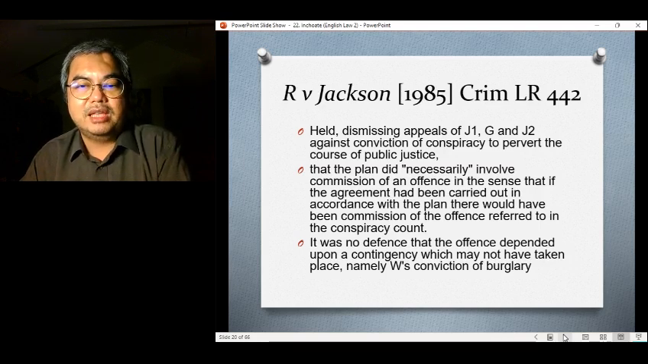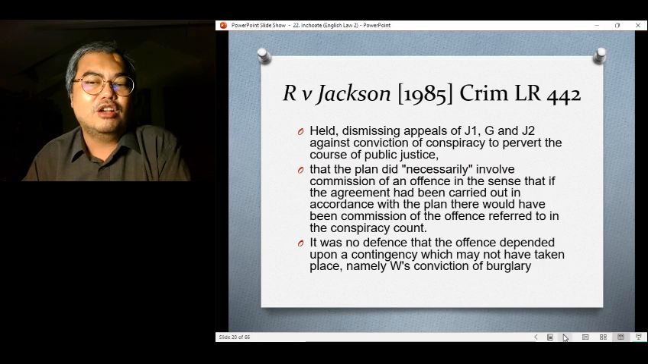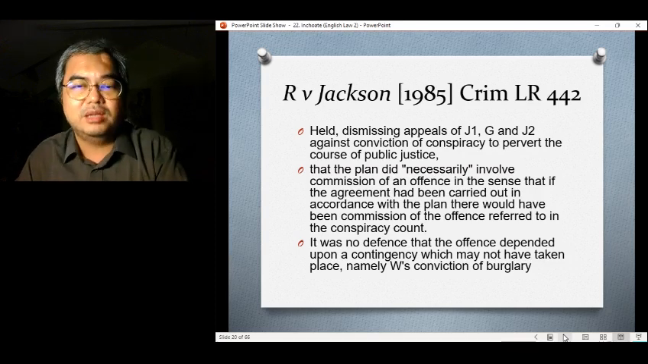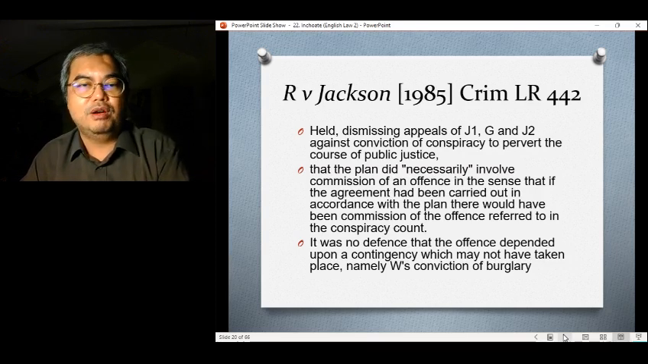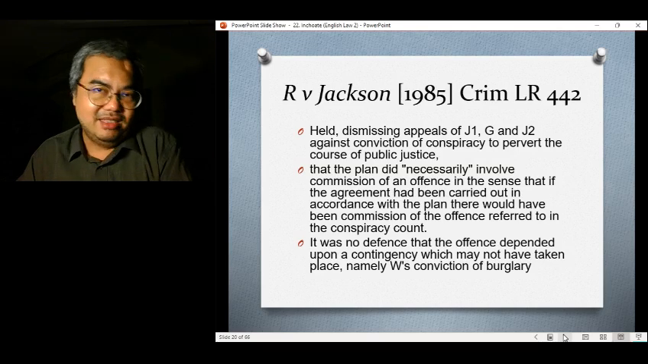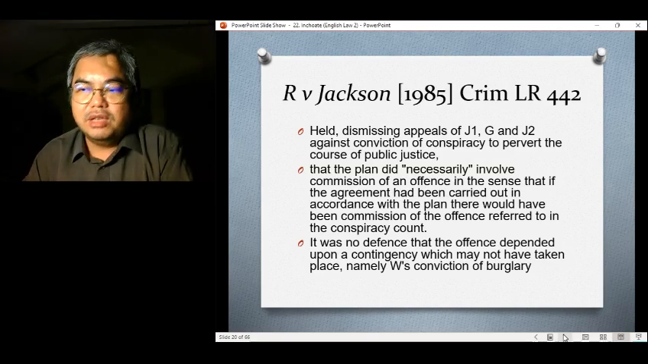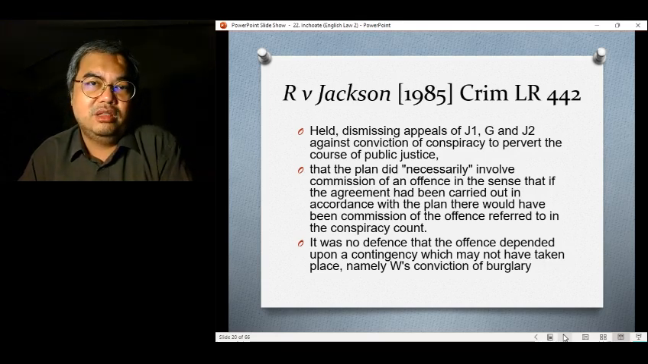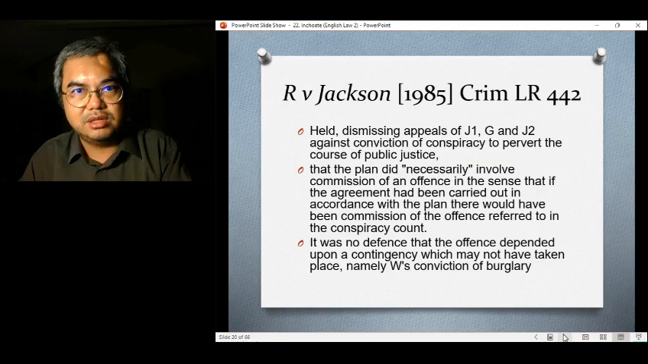It was held that it was no defense that the offense depended upon a contingency which may not have taken place, namely the conviction. At that time, they did not even know whether he was going to be convicted. So the argument was that if he was not convicted, he could not be said to have been trying to pervert the course of public justice. But the court said that if he was convicted, then he would be guilty of conspiracy, and that was enough. So even if the unlawful act is contingent or conditional on something else, it is still enough for the court to find the accused guilty of conspiracy.